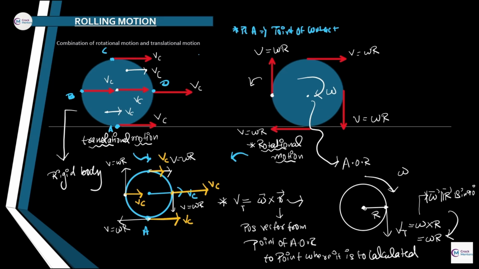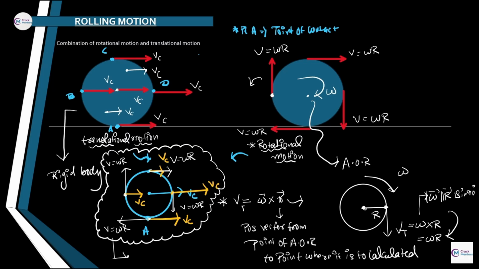Now let me highlight it. I'm making a sort of cloud around here. This is the proper rolling motion as we are able to see. I'm hoping that you have understood each and every point correctly. If you don't, then you can ask your doubt during this time. I'm going to explain it as well.